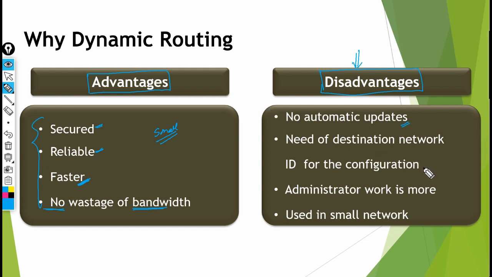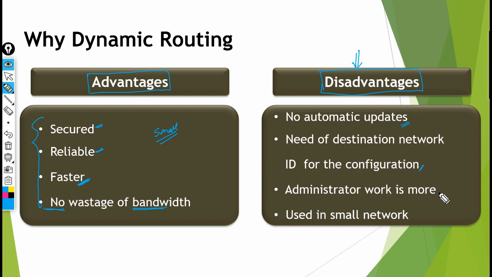Make sure that while configuring static routing itself, you need to have the destination network ID. If you remember the syntax for static routing, it was ip route, then destination network ID, destination subnet mask, and then next hop IP address or exit interface. But you need to know the destination network, then only you can configure static routing. And of course, if you have, let's say, 10 routers and you want to configure static routing in all, you must know the destination of all 10 routers' LAN interfaces to configure.